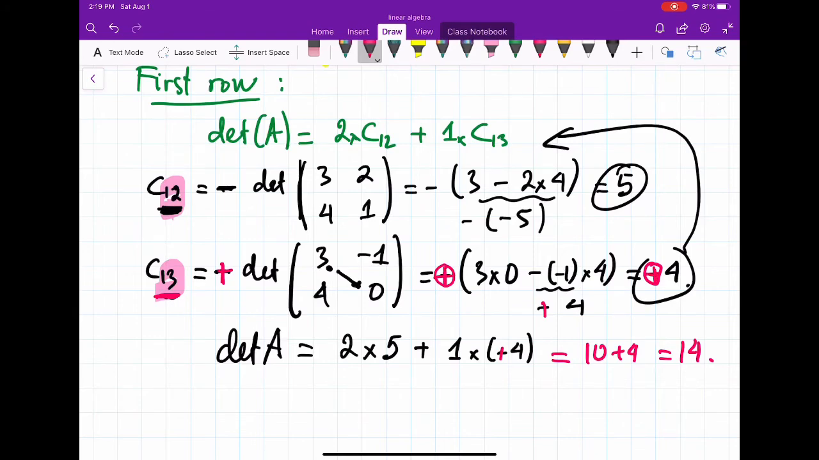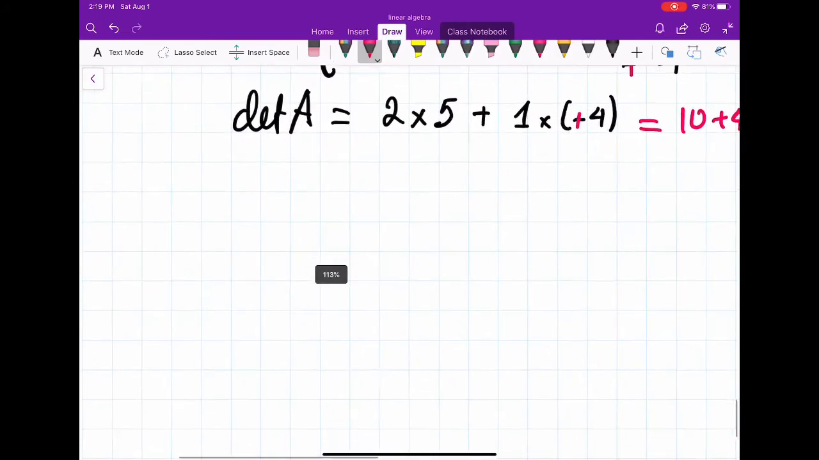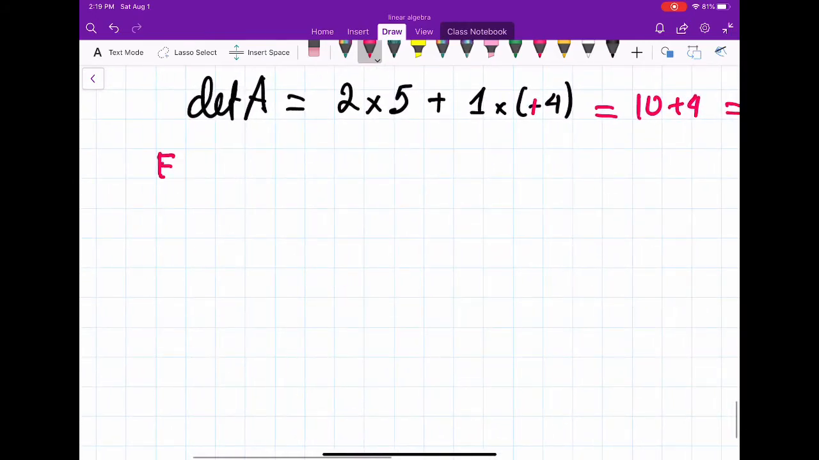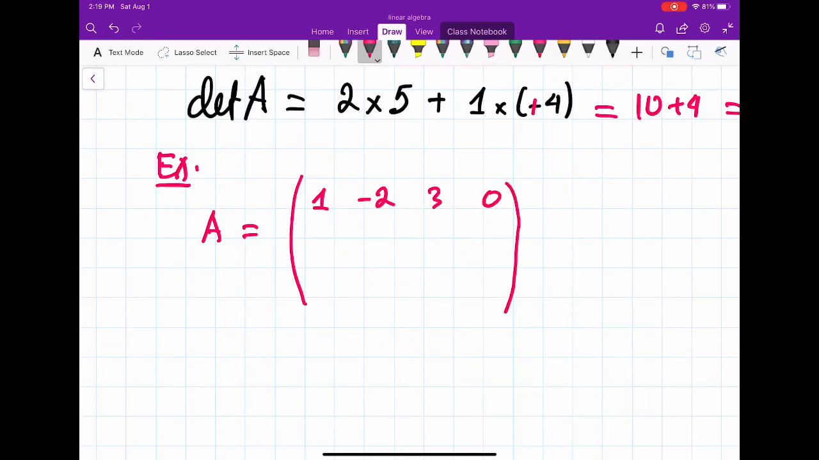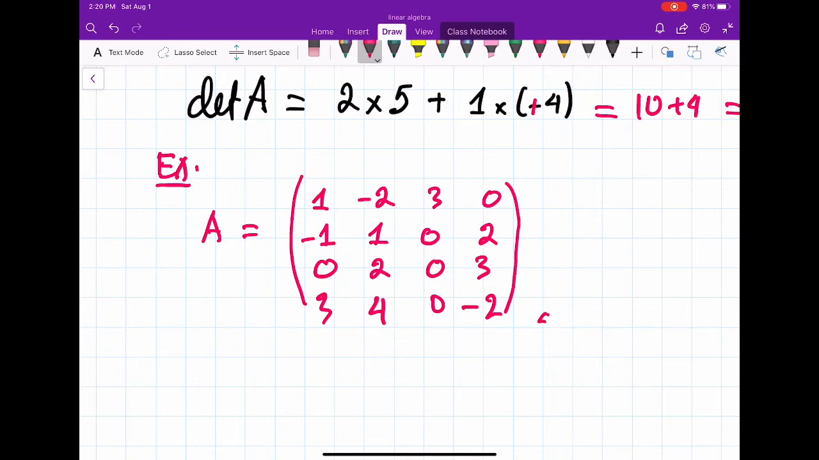Agree? Let's move to a matrix of higher order. Let's pick 4 by 4. Let's find the determinant of the following matrix. 1, negative 2, 3, 0. Negative 1, 1, 0, 2. 0, 2, 0, 3. 3, 4, 0, negative 2. So look at this. You have a 4 by 4 matrix, right? And again, you need to find the determinant of A.